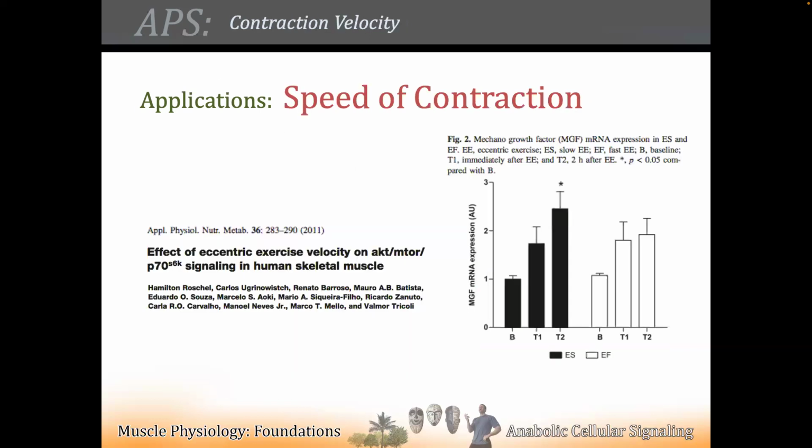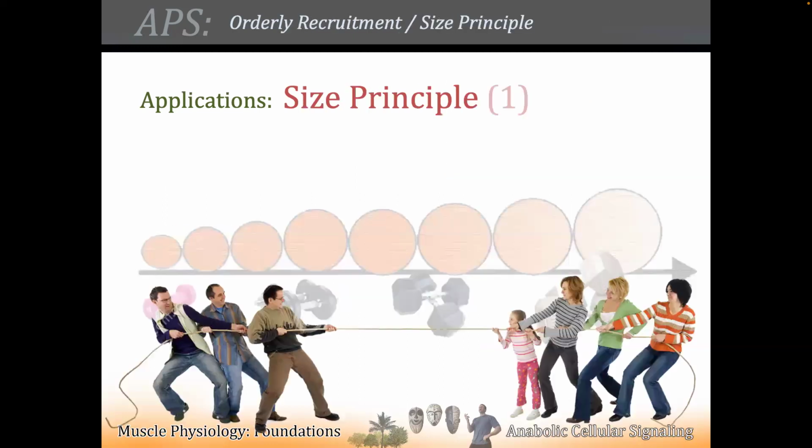Okay, getting into the speed of your contractions, there may be reason to take your repetitions a bit slower, limited data, but in this study, they found slow eccentric stress generated more MGF, mechanogrowth factor, than the fast eccentric stresses. The slow was 30 degrees per second, compared to fast, that was 210 degrees per second.